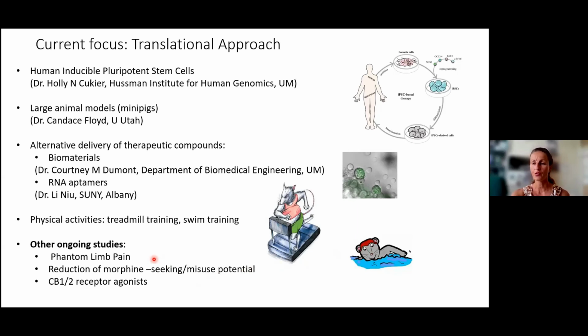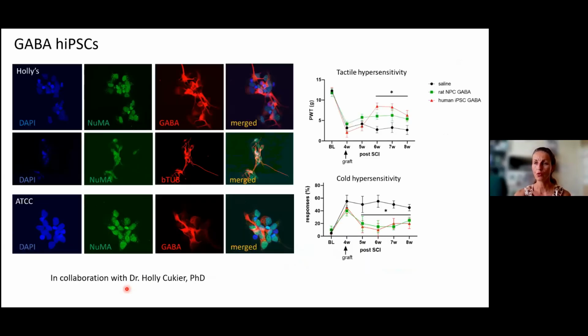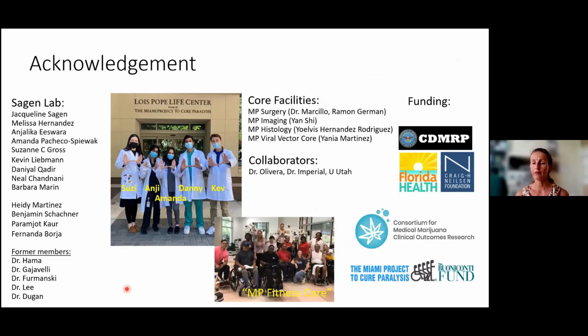Among other ongoing studies in our lab, the phantom limb pain study is one of the big projects we are working on right now. We're also looking for a reduction of morphine misuse, and we are working with morconopeptides. We are evaluating morconopeptides and looking for something that can work on CB1 and CB2 receptors in those pain models.